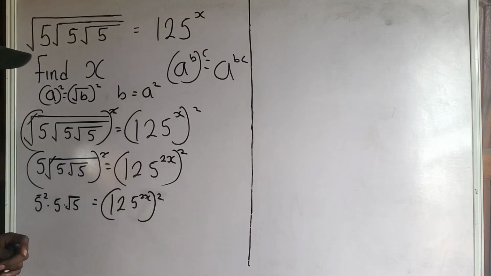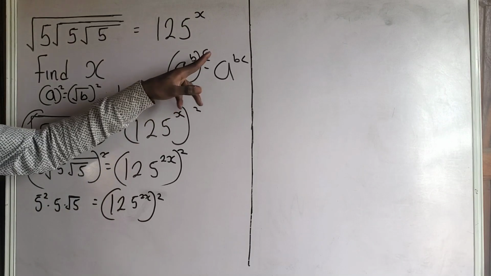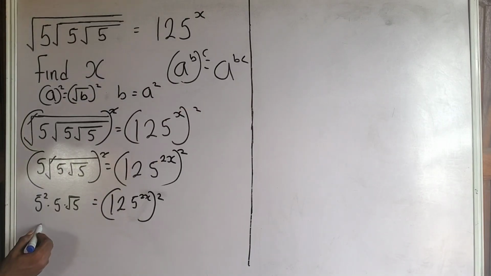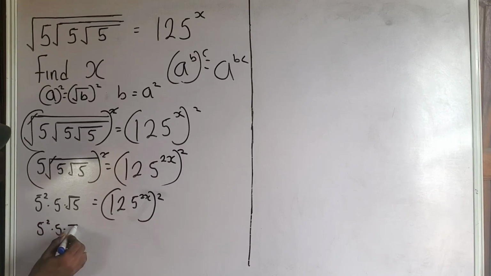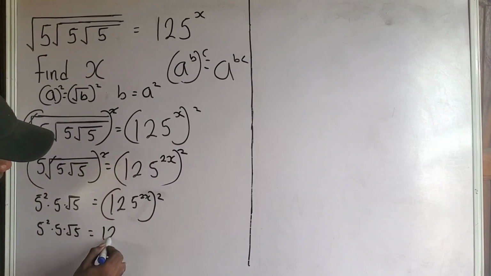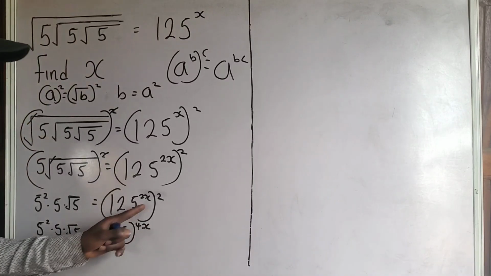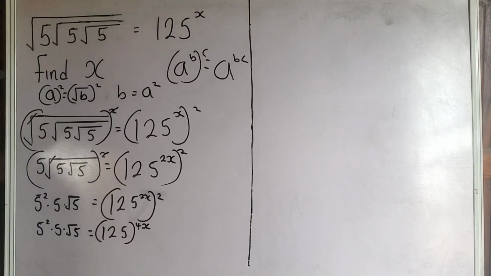Do you understand? Okay, now please pay attention. According to law of indices again, if you have a raised to the power of b raised to the power of c, you are still going to use the same law, apply the same here. So for this, I'm going to have 5 squared multiplied by 5 multiplied by root of 5 equals 125 raised to the power of 4x. Do you understand? Because 2x times 2 will give me 4x. Okay, now we still have to square again. Do you understand? We still have to square again.